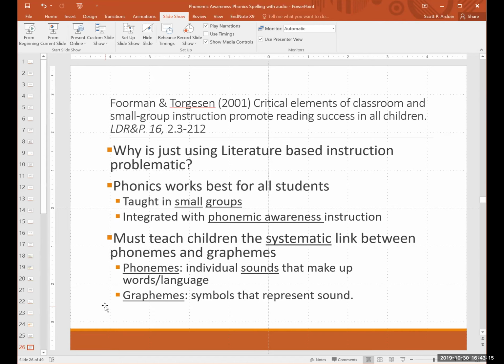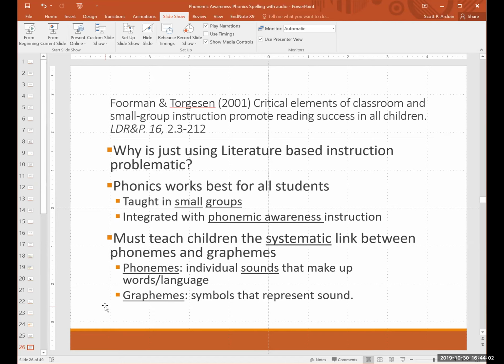So one of the things that Foreman and Torgerson were saying in this paper is trying to answer why just using literature-based instruction is problematic. One of the things is literature-based instruction does not control for difficulty. So the words may be too difficult for kids to read. The vocabulary may be above the child's level. The students have to be able to read to be able to understand. But phonics works best for all students, and it works best whenever it's taught in small groups, and it's integrated with phonemic awareness instruction. So kids have to have some basic phonemic awareness, but then we keep integrating our phonics instruction along with our phonemic awareness instruction, because kids have to be able to blend those sounds together.